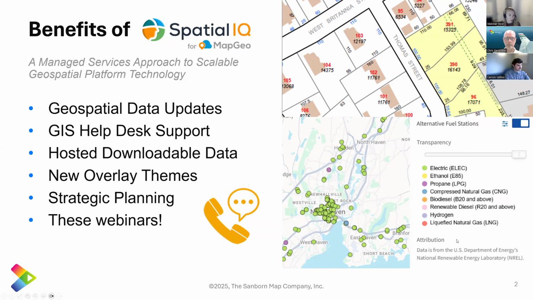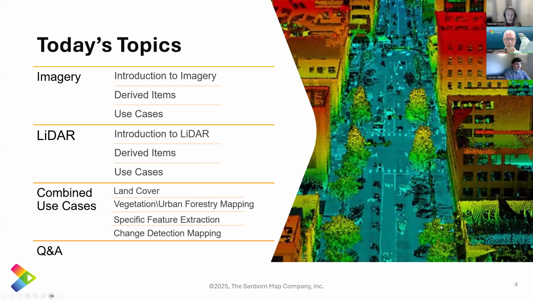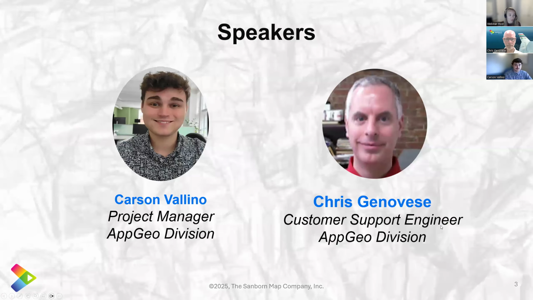Today I am joined by two of my colleagues, Chris and Carson, so I will let them introduce themselves. Hi, everybody. My name is Carson Bellino. I'm a project manager at Sanborn's AppGeo division. I primarily work with a lot of Spatial IQ clients, mostly in the New England area, and help out on enterprise data build-outs, as well as a couple of other projects related to this discussion around imagery and LiDAR. We'll share a little bit of that with you.